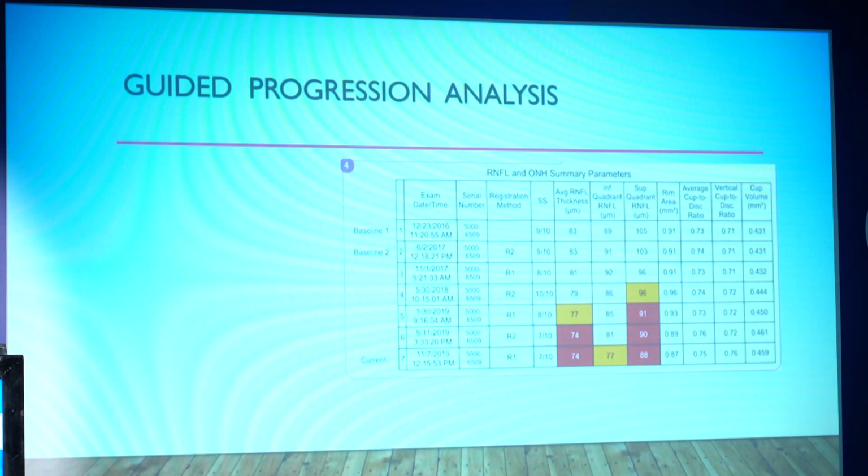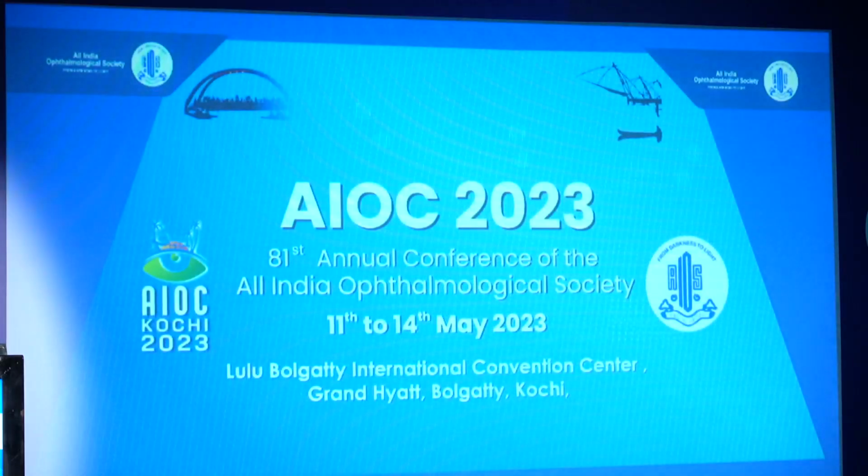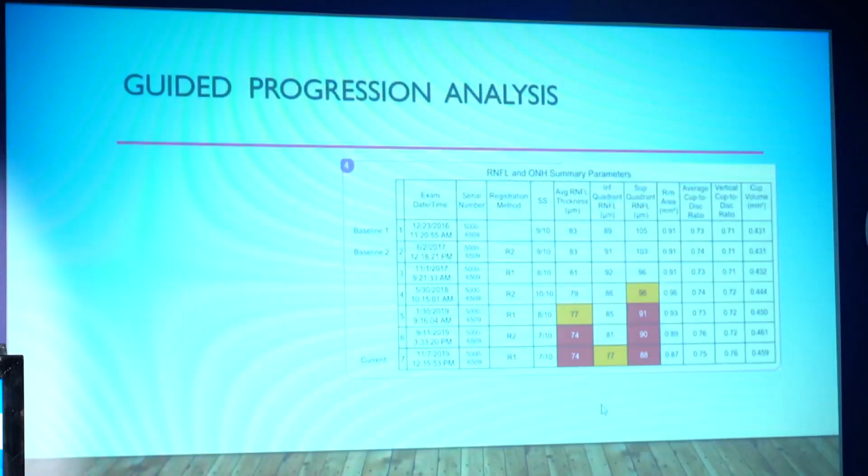So the GPA is a summary of RNFL and optic nerve head summary parameters, and we see that the first significant change is marked as orange, and then the subsequent ones are in red. So average RNFL, inferior, superior, all are showing thinning.